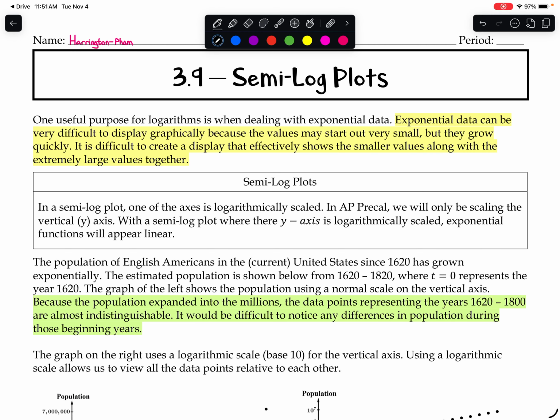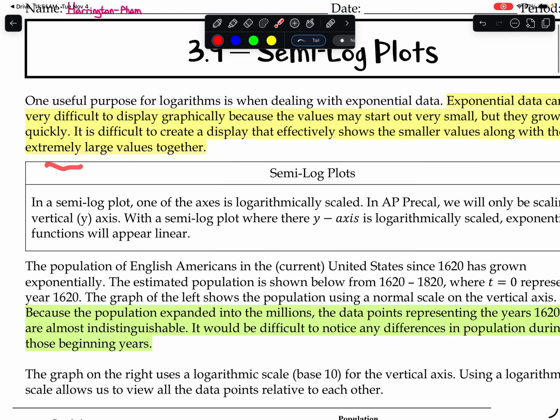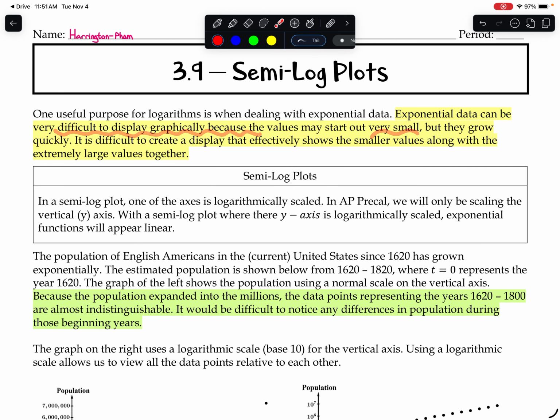Welcome back, everyone. So in this video, we're going to talk about how we are going to examine, read, and do semi-log plots. The big idea with semi-log plots is we're looking at another way to read exponential data. Especially when we're using exponential data like in the very early times or even in the very later times, when data gets kind of scrunched together or it's extremely far apart, it can be really difficult to display that data graphically because it's going to start out very small, but then grow very quickly, and it's very difficult to understand what's really happening in that sort of visual graph.